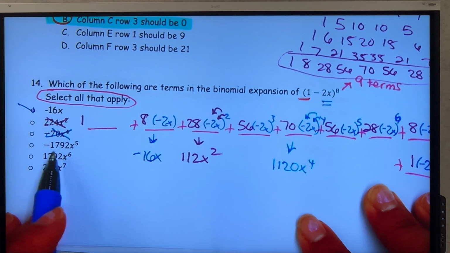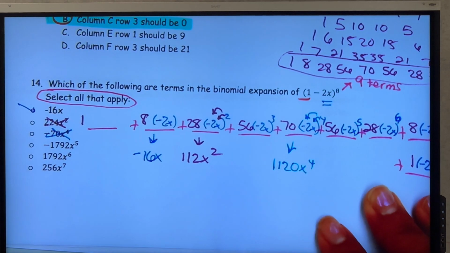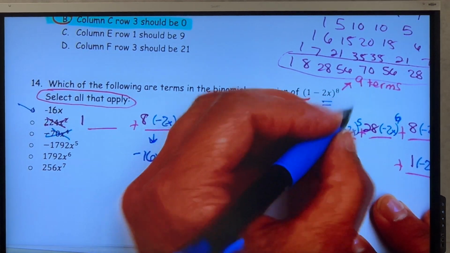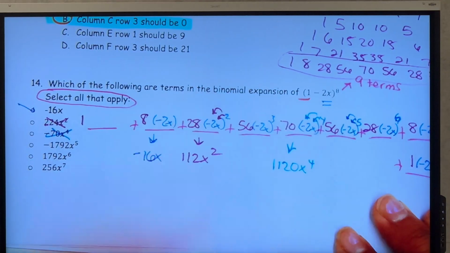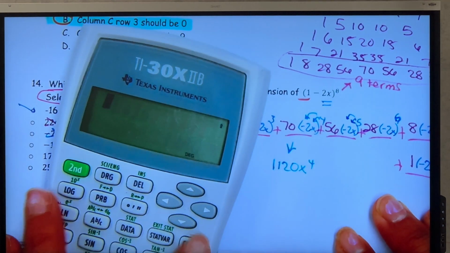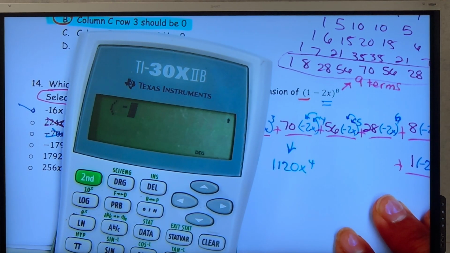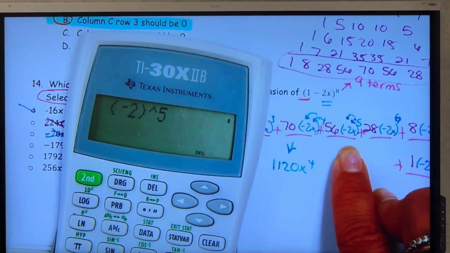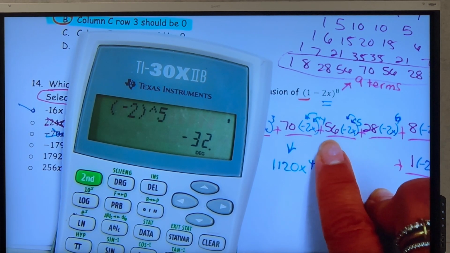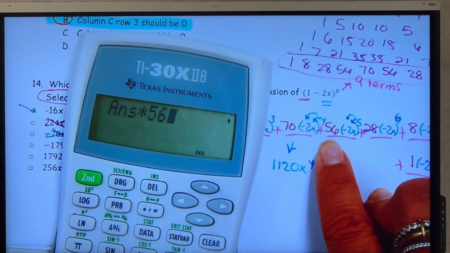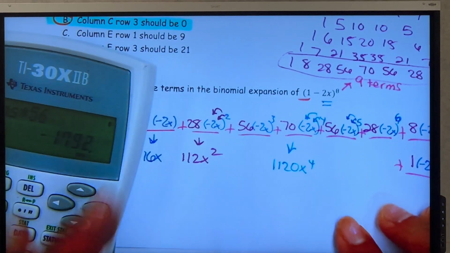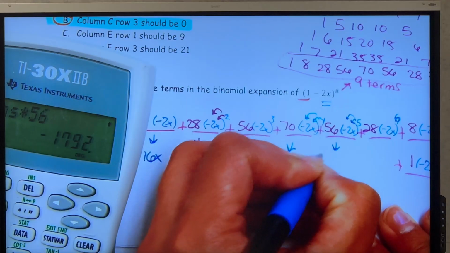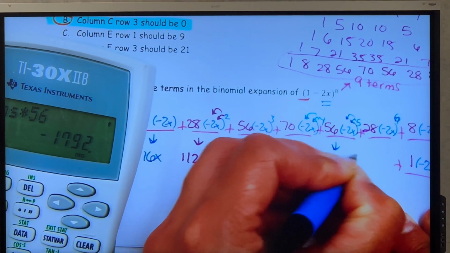I need to see if it's going to be this negative number in front of that x to the 5th. So we have to distribute that power of 5 on the 2 and on the x. So let me show you how to do that in your calculator. You need to put parentheses around anything that's negative, so negative 2, raised to the 5th power. It should be a negative number because it's to an odd power. And that negative 32 needs to be multiplied by 56. So this is going to be a negative number, and it is negative 1792x to the 5th power.